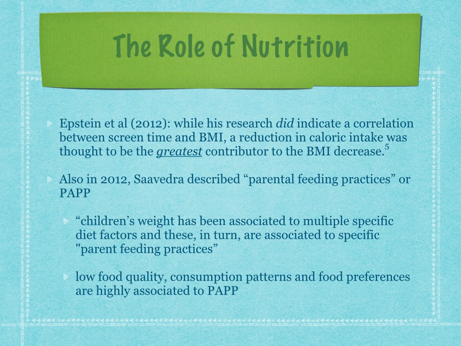Also in 2012, Saavedra described what he calls parental feeding practice, or PAPP. This is an abbreviation in Spanish, so it doesn't quite correlate in English, but nevertheless, he says that children's weight has been associated to multiple specific diet factors, and these in turn are associated to specific parent feeding practices. So the low food quality, the consumption patterns, and the food preferences of children are highly associated to parental feeding practices. So basically, if the parents eat poor-quality food and give their children poor-quality food, then that's the food that children will eat. Those are the behaviors that they will adopt.